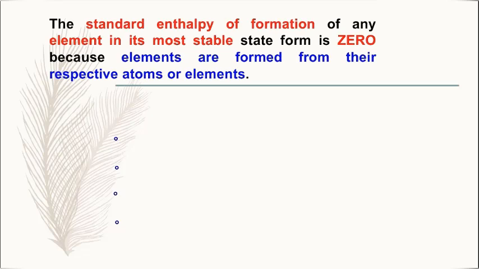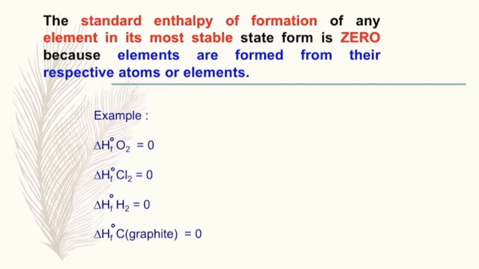If you noticed, I've only talked about the enthalpy of formation of a compound, but what about the enthalpy of formation of an element, since compound needs to be produced from its elements? This is because the standard enthalpy of formation of any element in its most stable state form is 0, because elements are formed from their respective atoms or elements. So, there is no heat absorbed or released in their formation. Here are some examples of enthalpy of formation of these elements. Enthalpy of formation of oxygen gas, chlorine gas, hydrogen gas, and carbon are all 0.